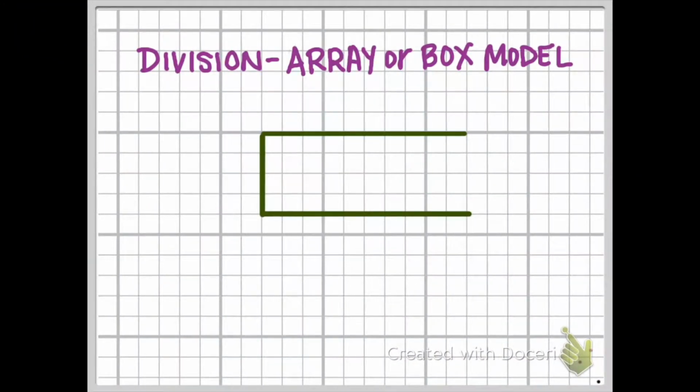So the last strategy of division that I'm going to show you is the array or box model. This is very similar to partial quotient, except for being listed or organized vertically, it lays horizontally. Some of you have already recognized the array or box model used for multiplication, and it's pretty much the same concept. So let's get started.